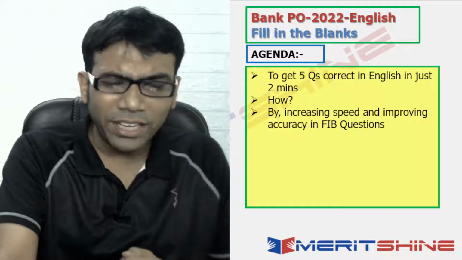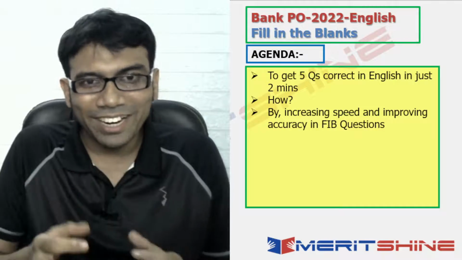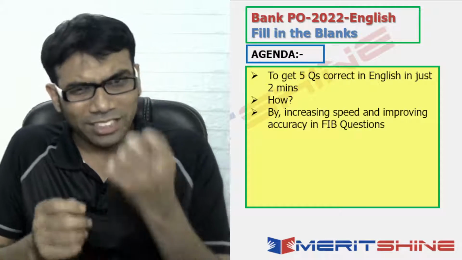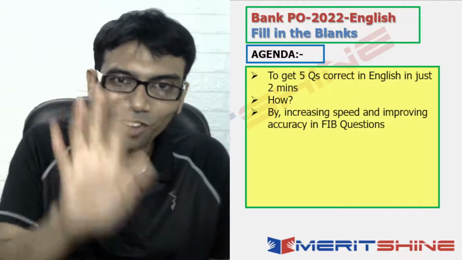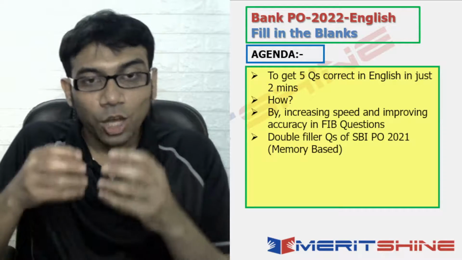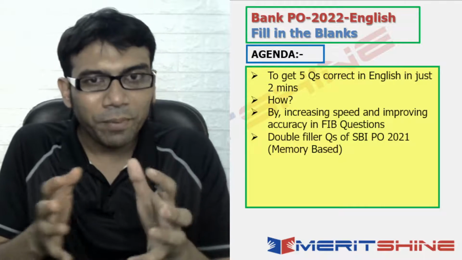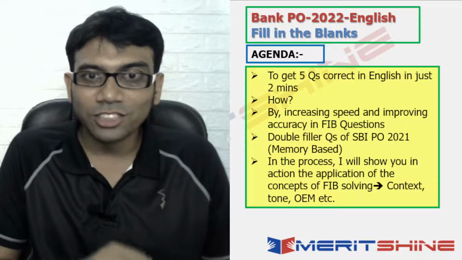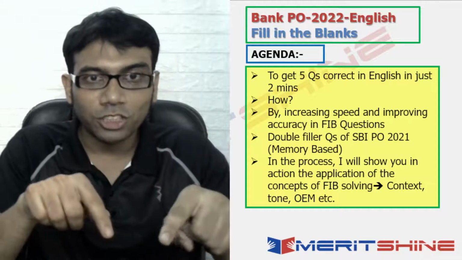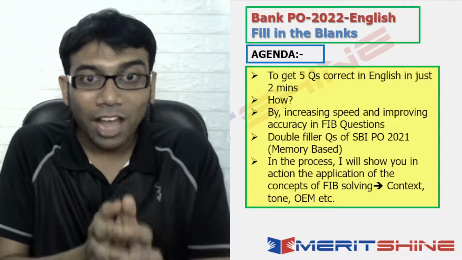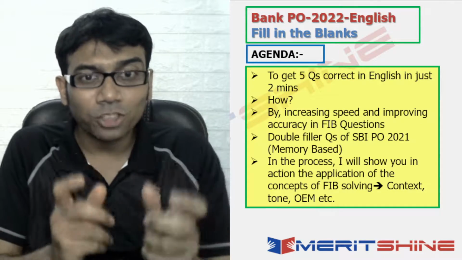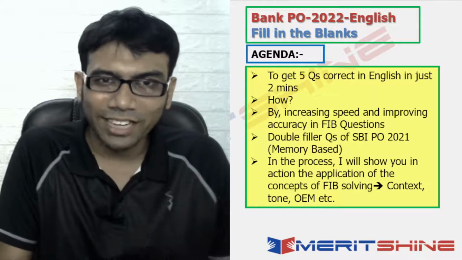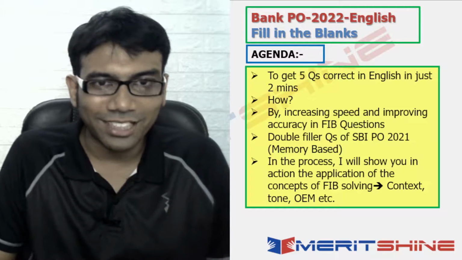How are we going to do that? We are going to do that by giving you the secret of how to increase speed and accuracy in fill in the blanks questions, so that in the first 2 minutes only you are able to do 5 questions correctly. And for that, we will take the help of the memory based paper of SBI PO 2021. We will take 5 questions from there, and in the process of explaining them, I will show you the organized process of thinking in which you can do any fill in the blanks question within 20 seconds. One question, 20 seconds, 25 seconds, right?